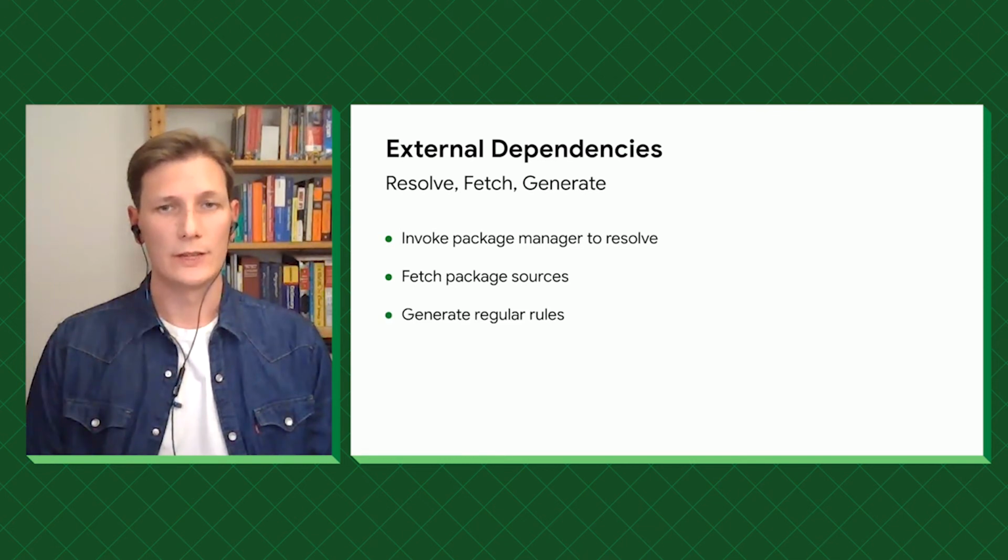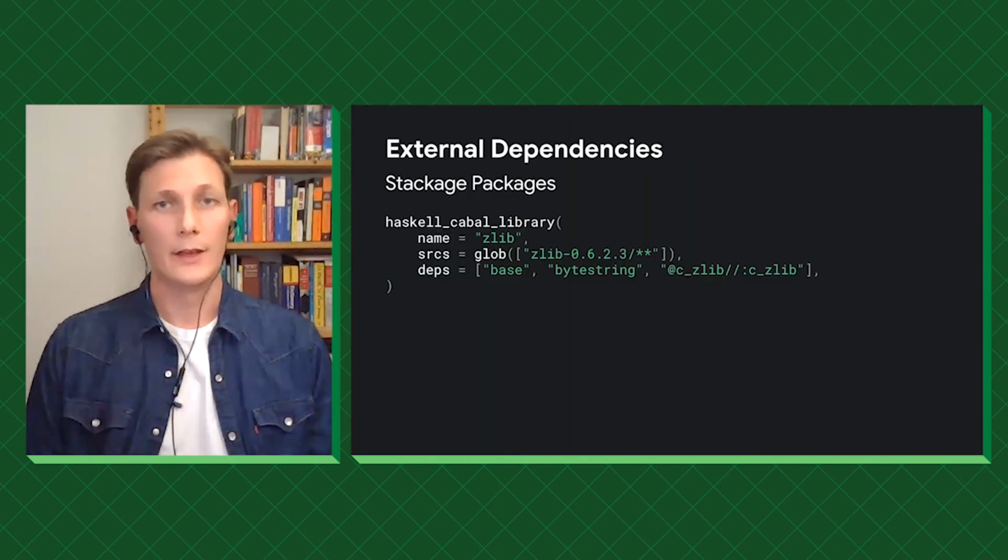Finally, we generate regular Bazel rules to build the third-party packages as regular Bazel targets, meaning the Haskell targets are not compiled in the repository rule, instead they are compiled in regular Bazel rules. We use the Haskell cabal rules that I showed you before to build these third-party packages. For example, the zlib package shown here.